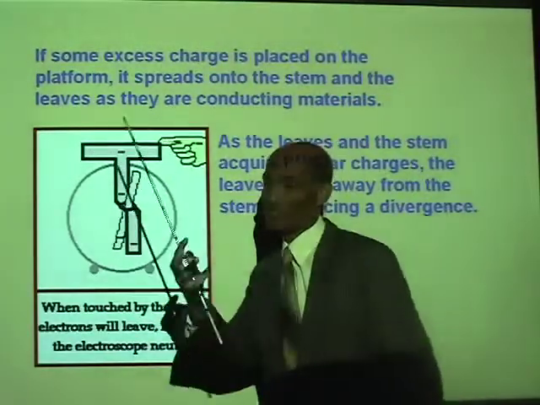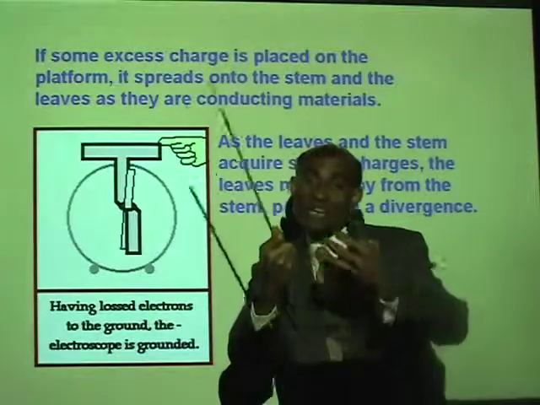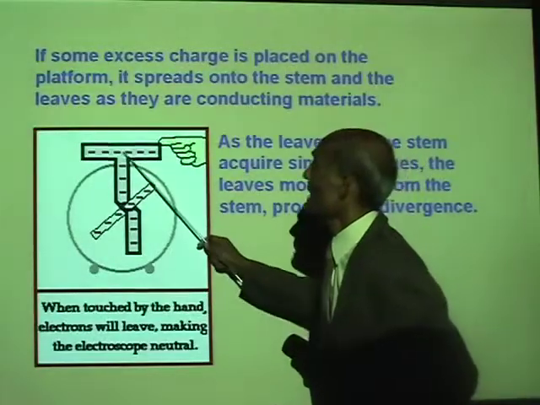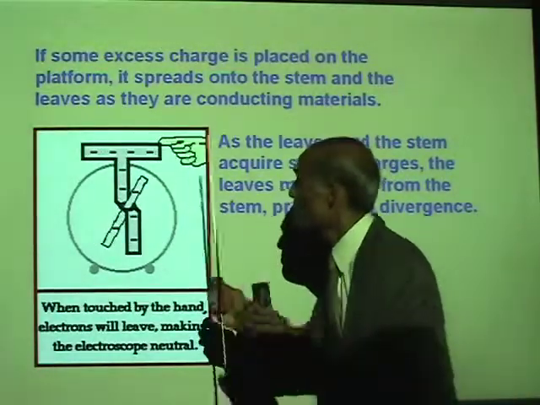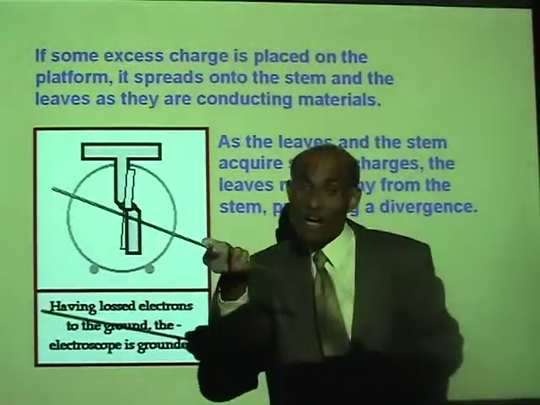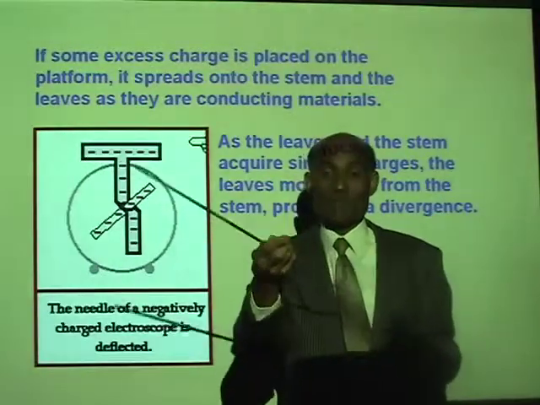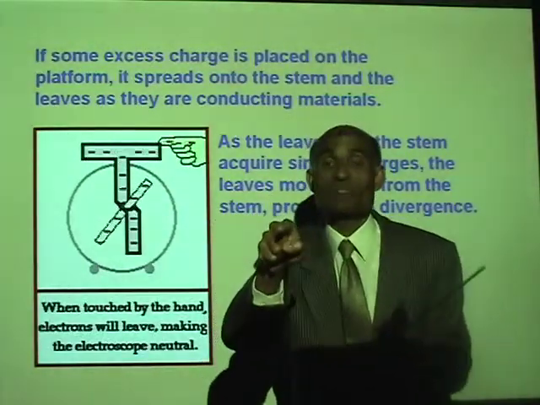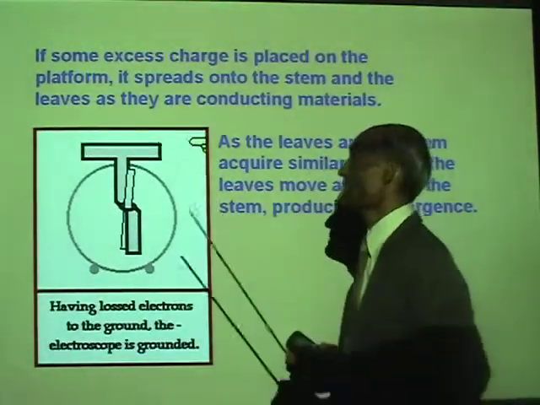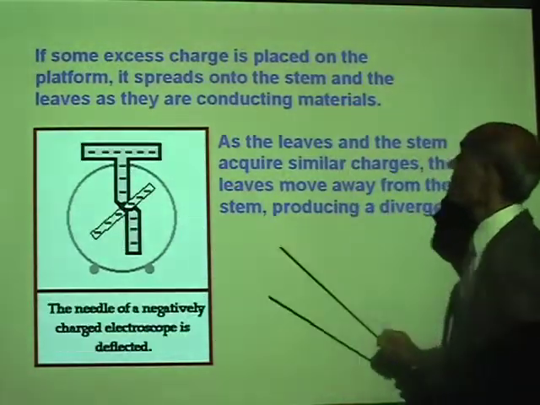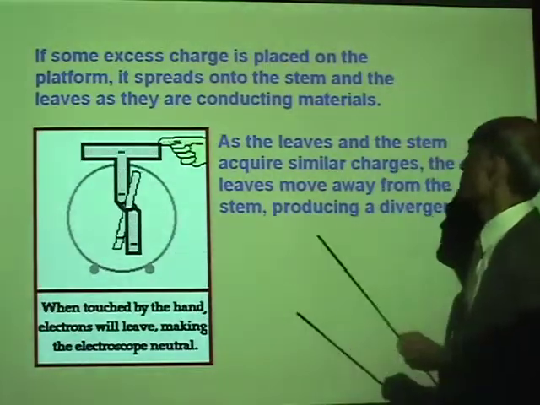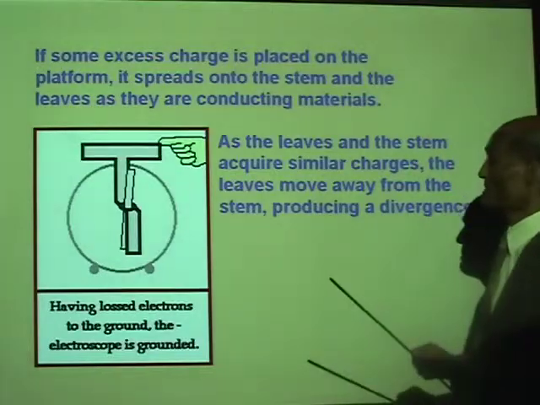What happens when you touch it? Touching is the process of taking away. If you touch a charged object, it gets neutralized. The excess negative charge on this electroscope produced a divergence, and when you touch it, those excess charges, you see, your body is a good conductor. That means if you touch a charged object, the charges can move through your body to the earth. That's what happened here. So as the leaves and the stem acquire similar charges, the leaves move away from the stem, producing a divergence.